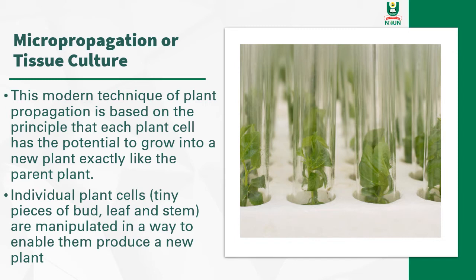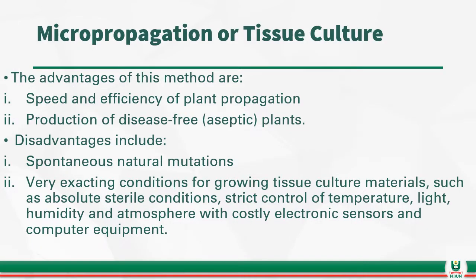And individual plant cells, that's tiny pieces of bud, leaves, and stem, are manipulated under the microscope using certain growth hormones. They are manipulated in a way to enable them to produce a new plant. That is talking about micro propagation, like you can see in this picture here. You are bringing up plants inside test tubes, and it is usually very fast because you get millions of them just from one particular plant material.